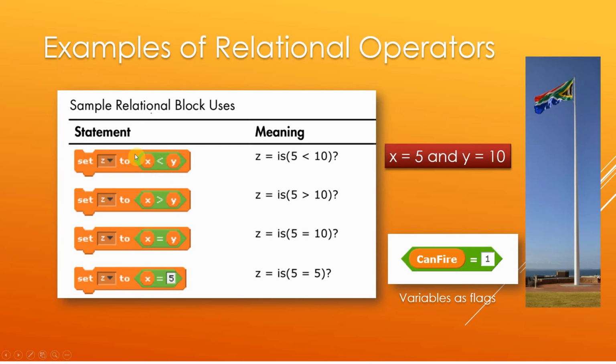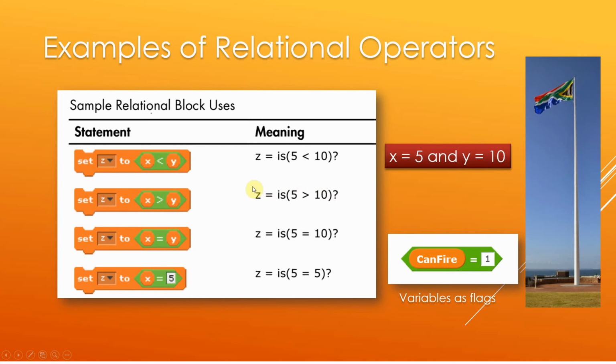So what we work out here in our green block is whether, in this case, x is less than y. Now our values for x and y are over here. X is 5 and y is 10. So we are going to say, is 5 less than 10? 5 is less than 10, so z is going to be equal to true. In this case, x is greater than y. Is 5 greater than 10?